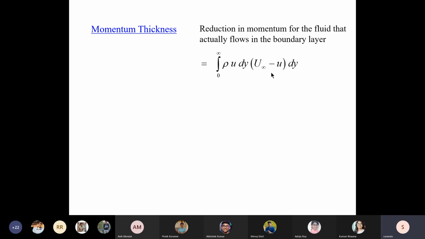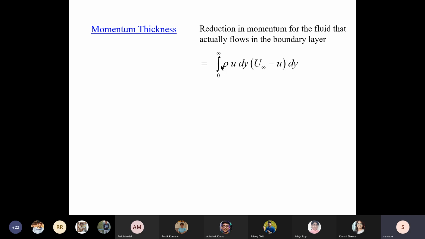So let's say that the u infinity minus u term is not there in this expression. There are two dy's. There should be only one dy. We need to correct that. So rho u dy integrated from 0 to infinity gives me the amount of mass flow rate which flows through the boundary layer when we are considering the effect of viscosity. This is the real flow, the actual flow.